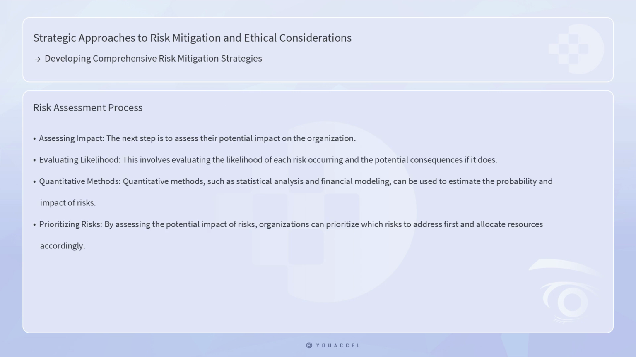Once risks have been identified, the next step is to assess their potential impact on the organization. This involves evaluating the likelihood of each risk occurring and the potential consequences if it does. Quantitative methods, such as statistical analysis and financial modeling, can be used to estimate the probability and impact of risks. For example, value at risk is a widely used statistical technique that estimates the potential loss in value of an asset or portfolio over a specified period, given normal market conditions. By assessing the potential impact of risks, organizations can prioritize which risks to address first and allocate resources accordingly.